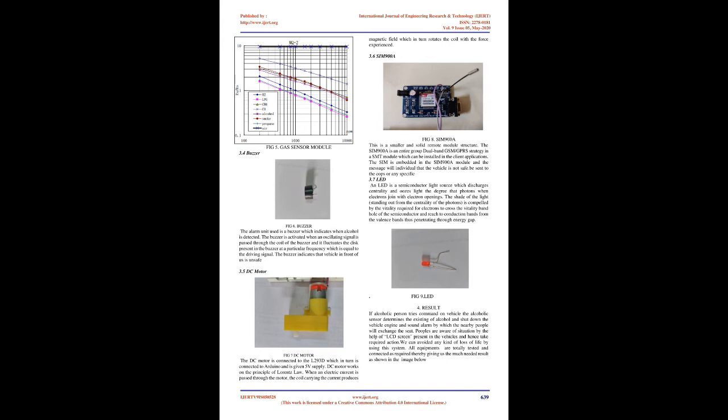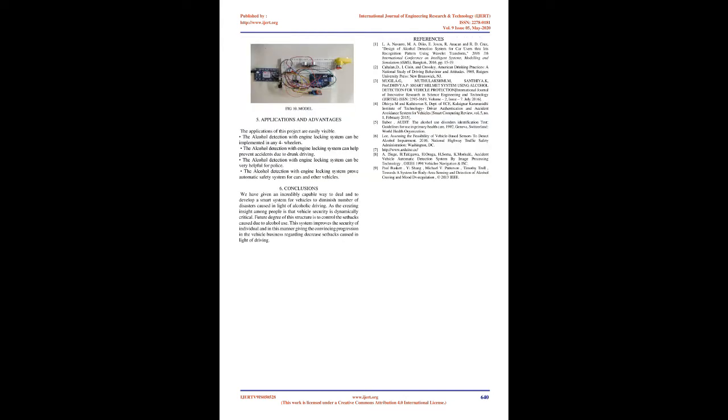Fig. 6. Buzzer. The alarm unit used is a buzzer which indicates when alcohol is detected. The buzzer is activated when an oscillating signal is passed through the coil of the buzzer, and it vibrates the disk present in the buzzer at a particular frequency which is equal to the driving signal. The buzzer indicates that the vehicle in front of us is unsafe. 3.5 DC motor. Magnetic field which in turn rotates the coil with the force experienced.